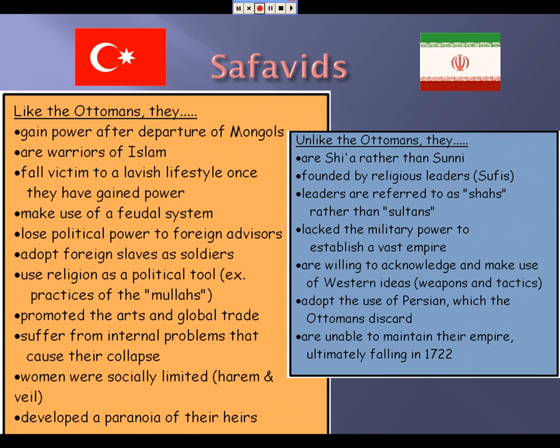Much like the Ottomans, they have a feudal system in their society to help govern their empire. Much like the Ottomans, the rulers will lose power to their advisors, and not even so much lose as give up power. Much like the Ottomans, the Safavids will use foreign slaves as soldiers. They're not going to call them janissaries. I honestly don't know what they did call them, but they will have something very similar to the janissary model.